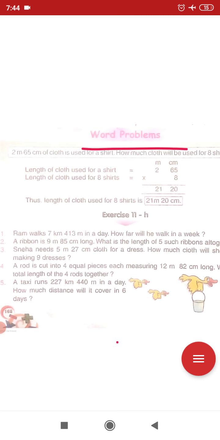What is the question? Ram walks 7 kilometer 413 meter in a day. How far will he walk in a week? Similar type of question. You know that there are 7 days in a week. 1 week means 7 days.